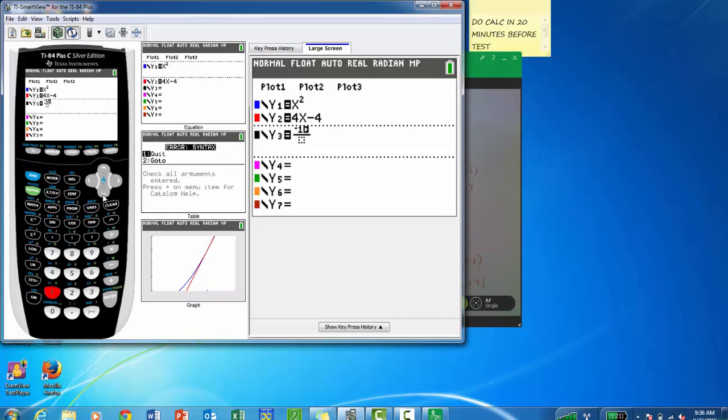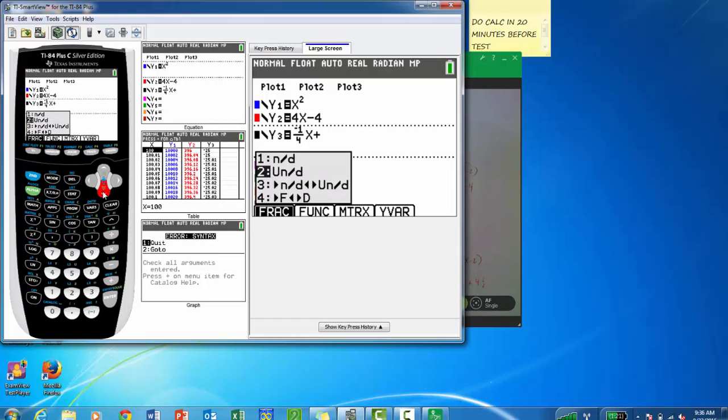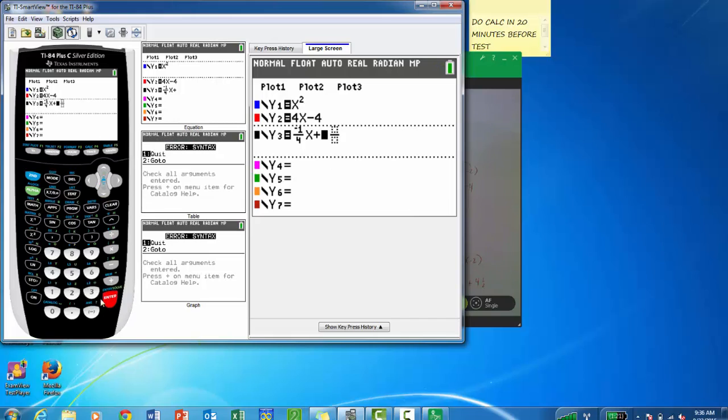Negative 1/4 x plus, I'm going to go 9/2, just because, actually I'll show you how to do a mixed number. Choice 2 on alpha y equals is a mixed number. So you can do 4 and then 1/2.